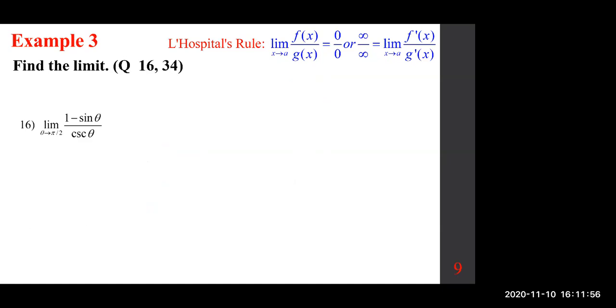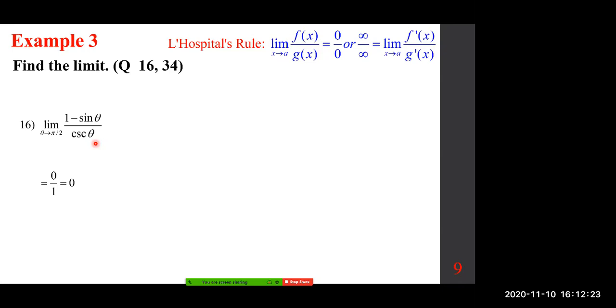Okay, theta is approaching pi/2. So when we plug in, we get 1 minus sine of pi/2 over cosecant pi/2. Okay. And by the way, cosecant is 1/sine. So it happened to become 0/1, and you're done.